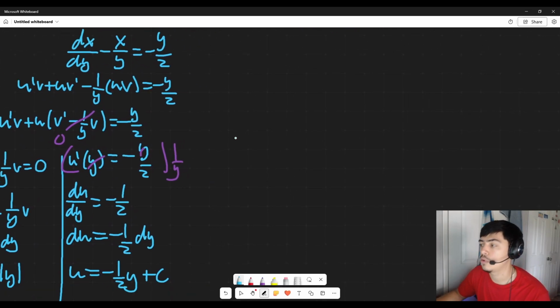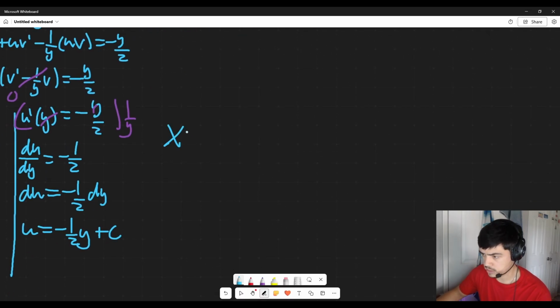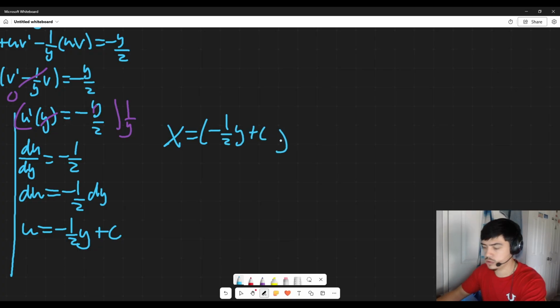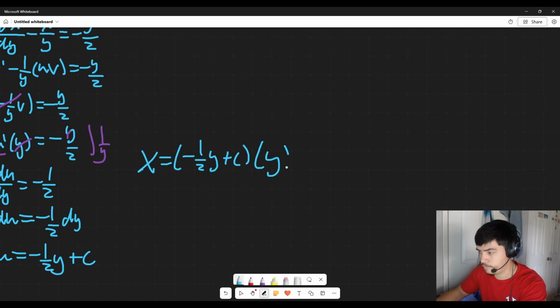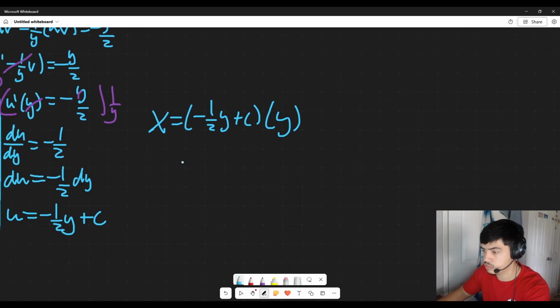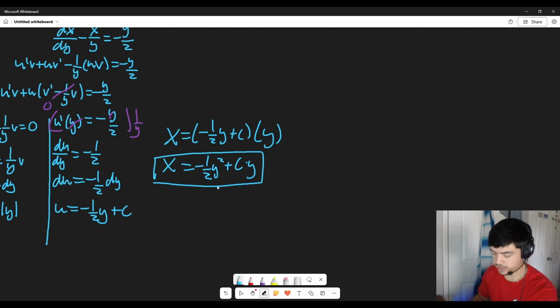For the last step, remember, we have to just plug back in our u and our v. So our x is equal to u, negative 1/2 y plus c, times y. Now, just foiling in, we get negative 1/2 y squared plus c times y. And that's it. We don't have any initial conditions, so this is the final answer.